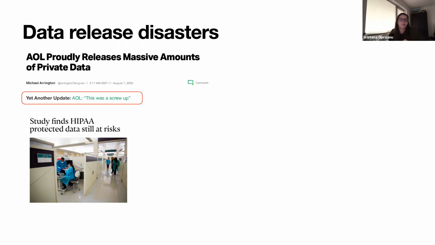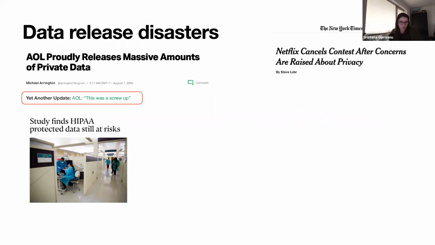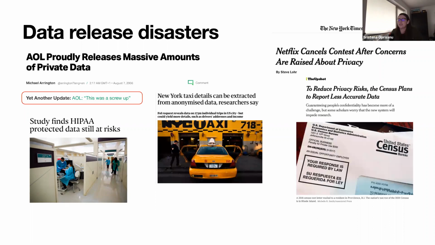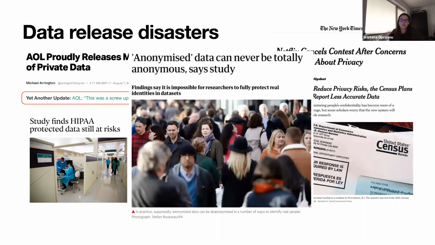Also, we have a study which finds that HIPAA protected data is still at risk. It basically showed that patients' personal records in hospitals could still be re-identified even when data identifiers such as names and addresses were removed. And of course, you might all be aware of the Netflix prize that was in fact canceled after concerns were raised about privacy. And there are many other data release disasters.